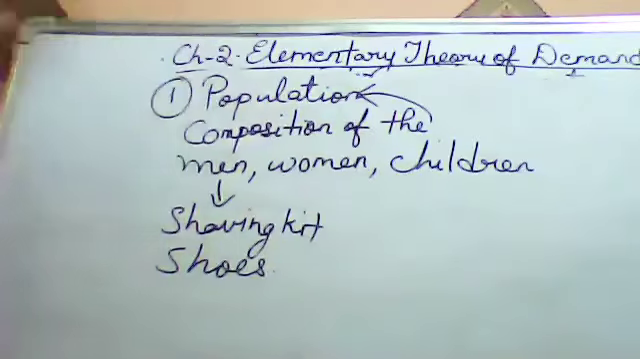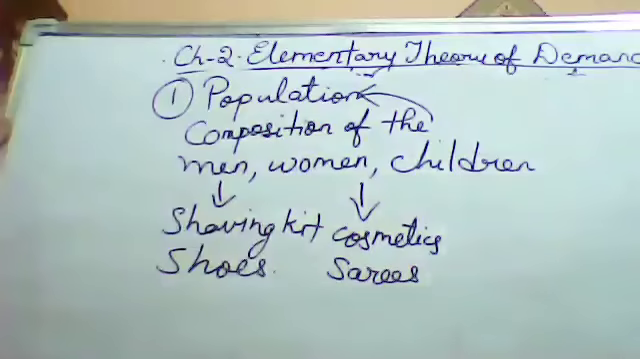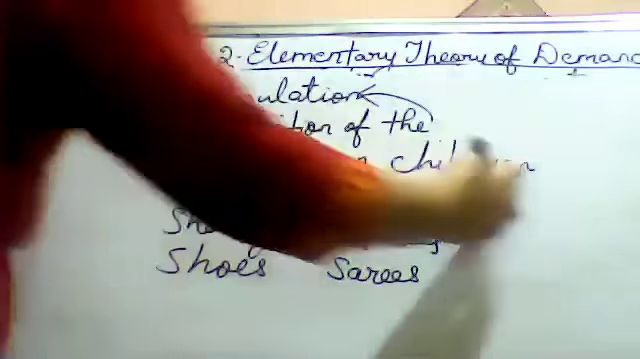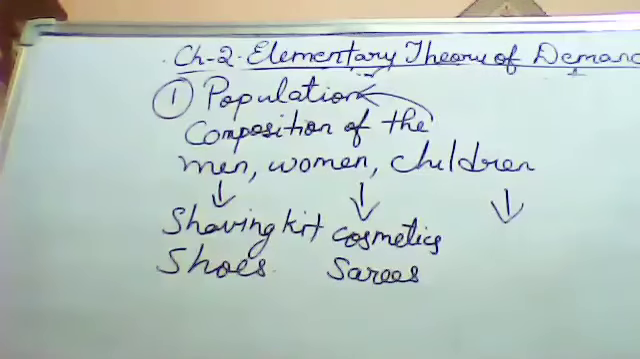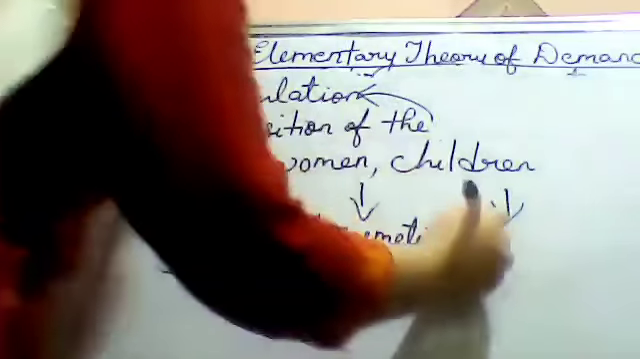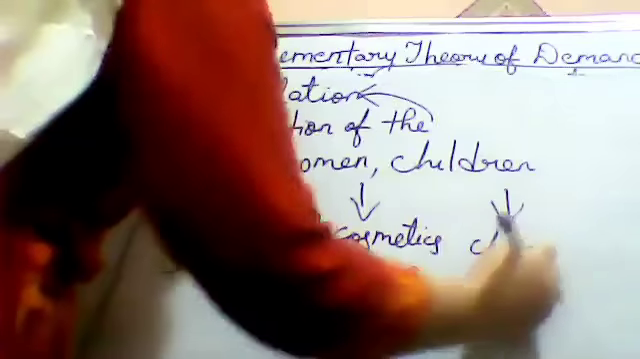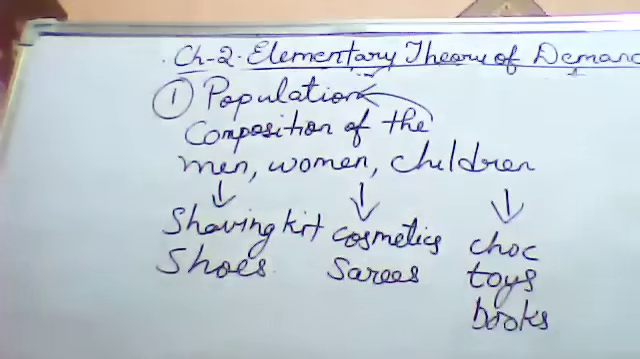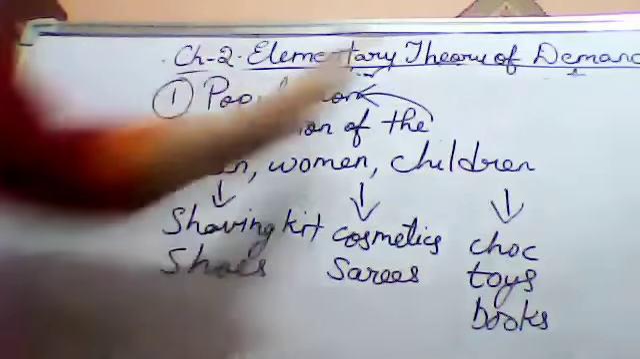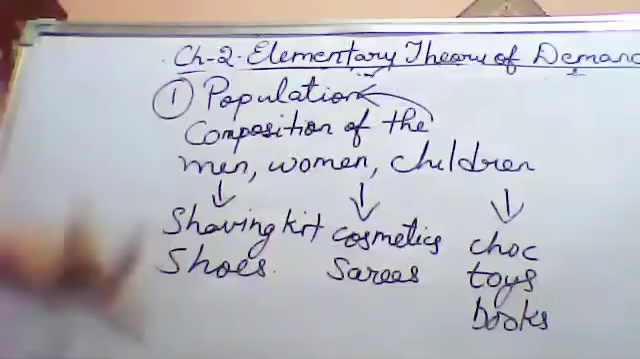If there are more women in the population, then what will be the demand? Cosmetics, sarees, sandals will be there. Then if children are more in the population, which demand will be more? Chocolates, toys, kids wear, books will be there. So according to the composition of the population also, the demand changes.